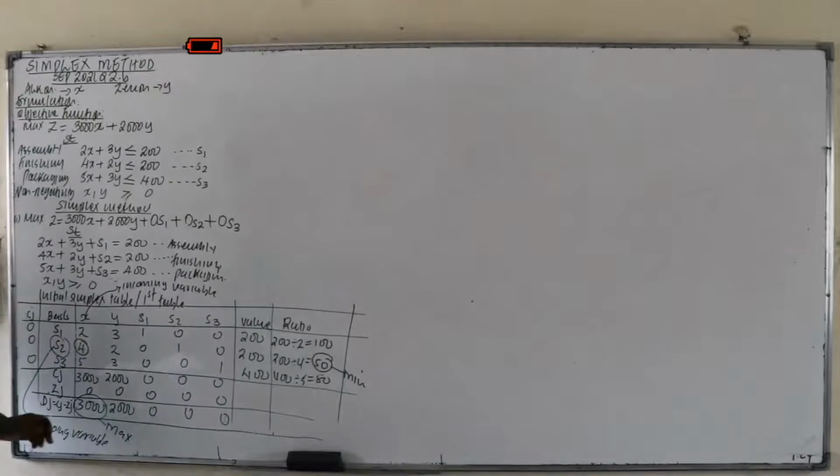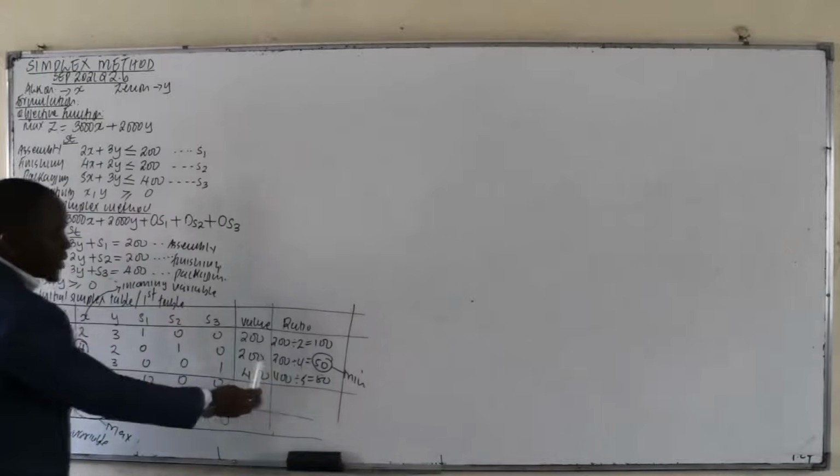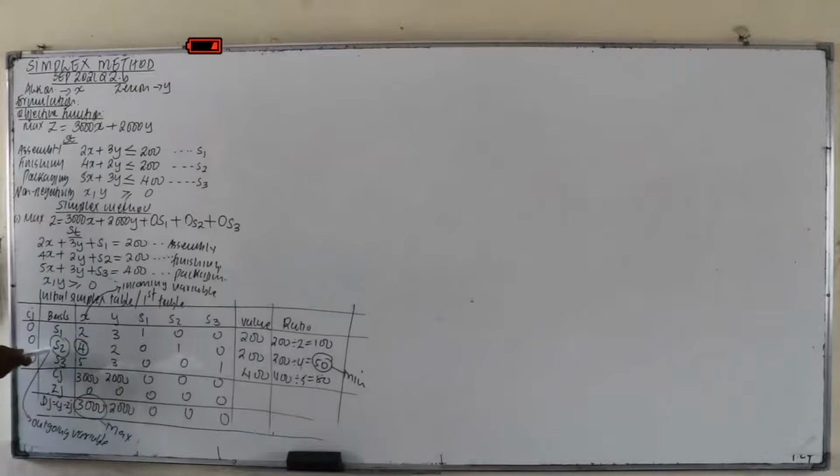So when we have the maximum, we take the element which is X. So X will replace one of the basis elements. So that one is one of the binding. Then it's going to replace where we have the minimum element. And the minimum element is coming from S2. So S2 will be replaced by X. So from there, we can come up with a second table.